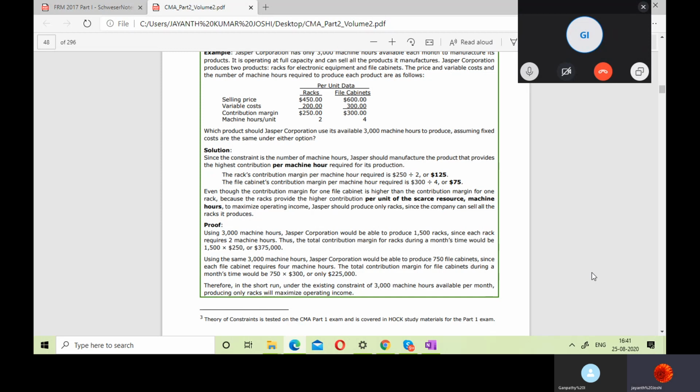Because they can sell whatever they can produce. Up to 3,000 machine hours is what is in totality available. Jasper Corporation could produce 1,500 racks by dividing by 2, and there they can produce 750 file cabinets. For total contribution margin, if I multiply by 250 here it is this much, and there it is this much. So here the contribution margin is also more. Therefore, in the short run, under the existing constraint of the machine hours available per month, racks would maximize the operating income. That's it.